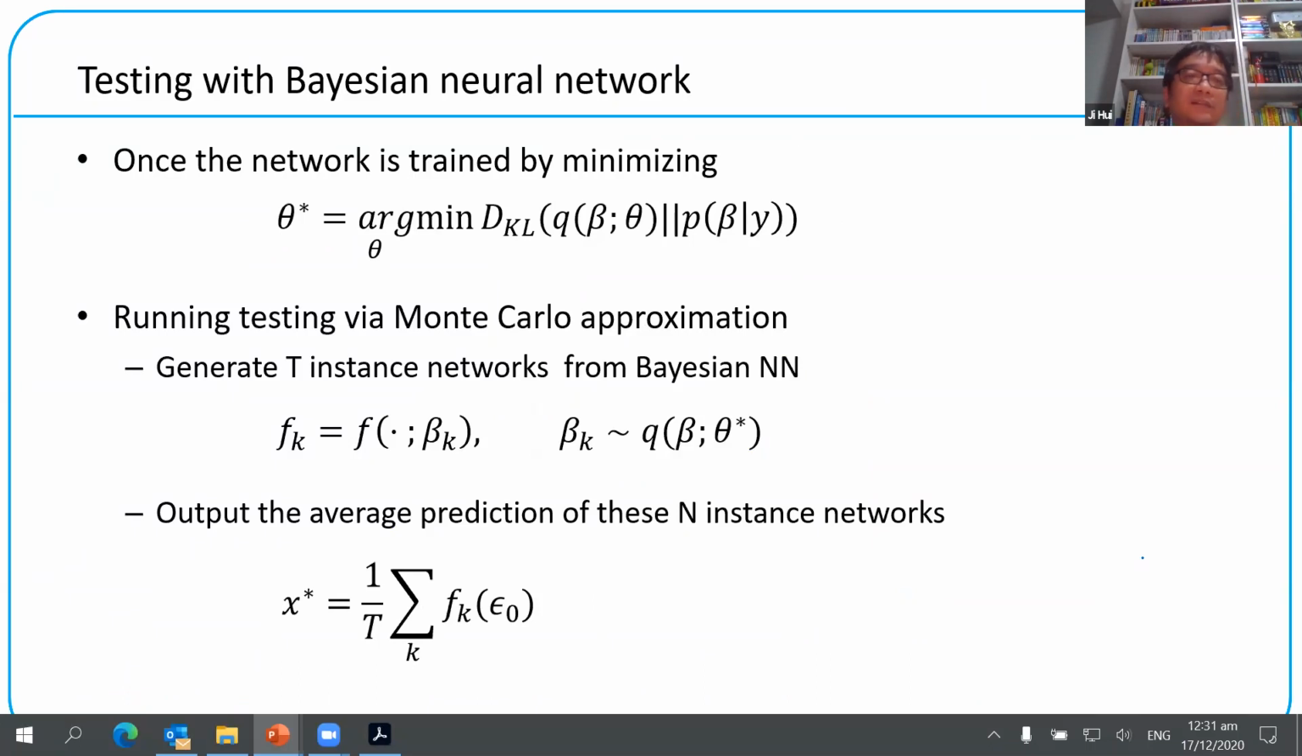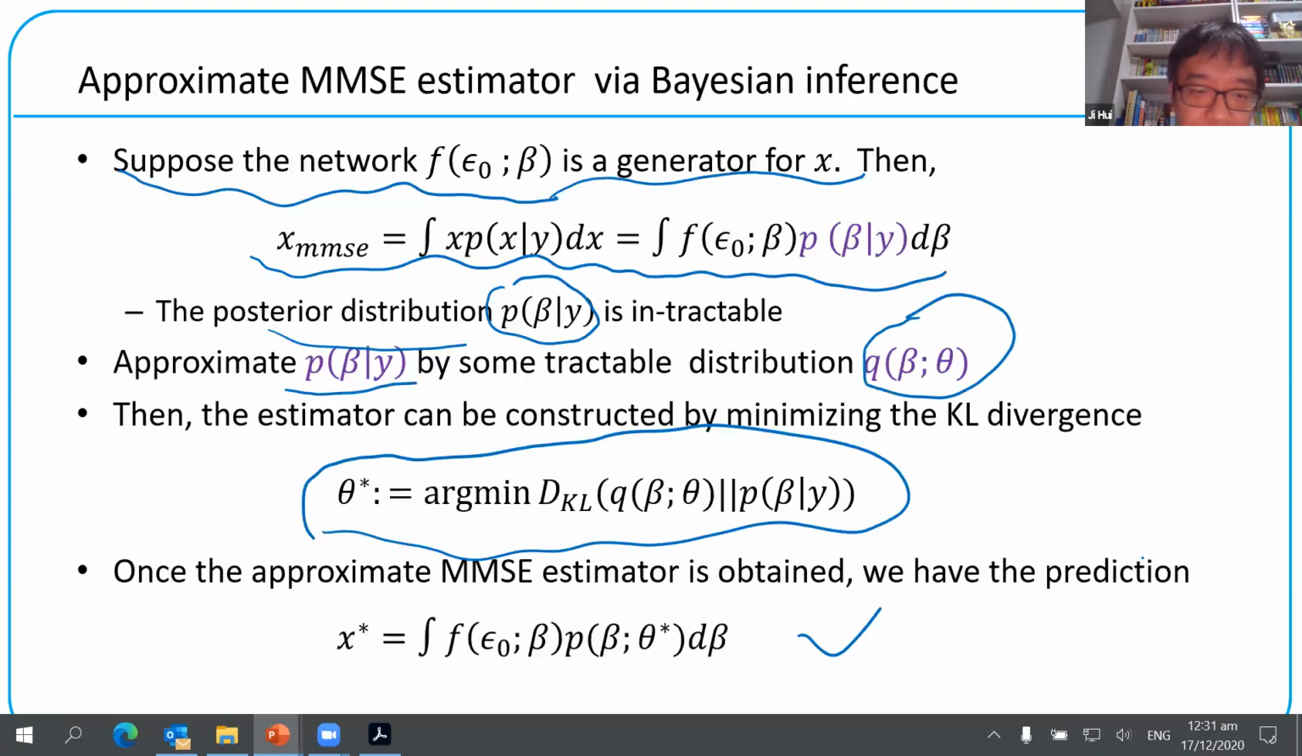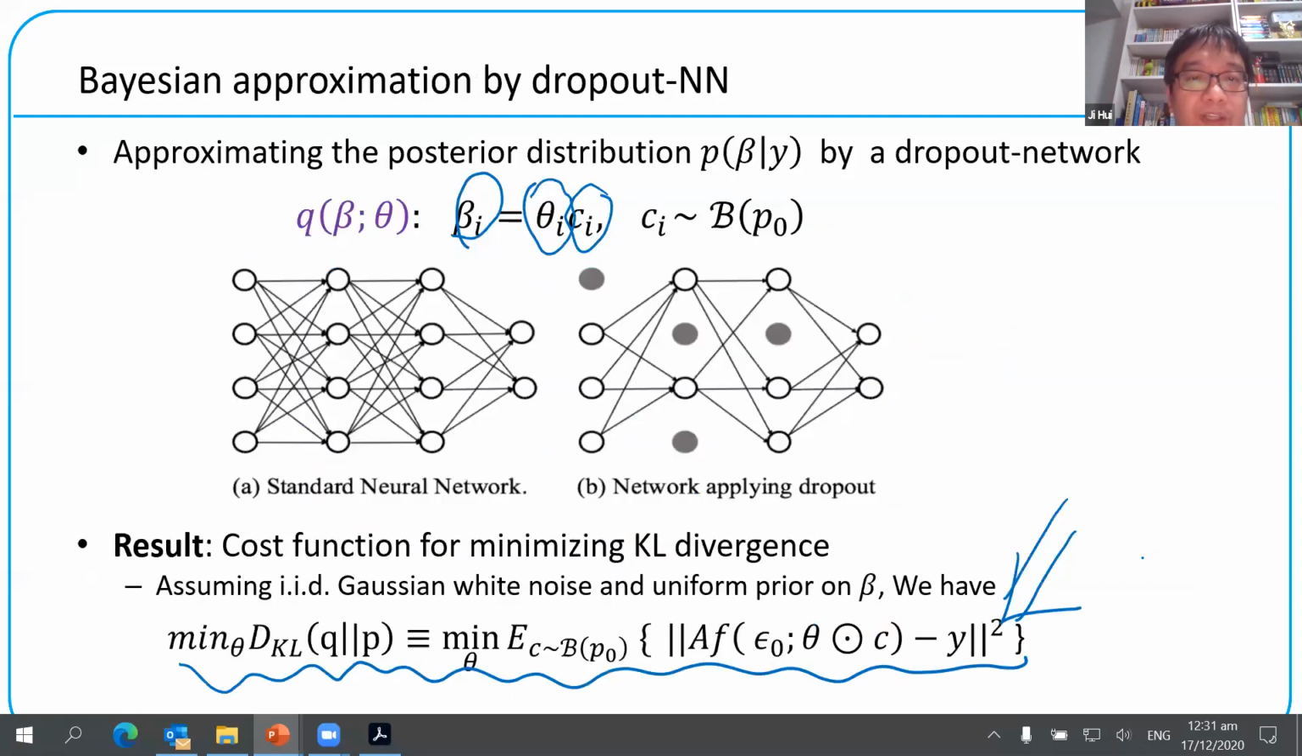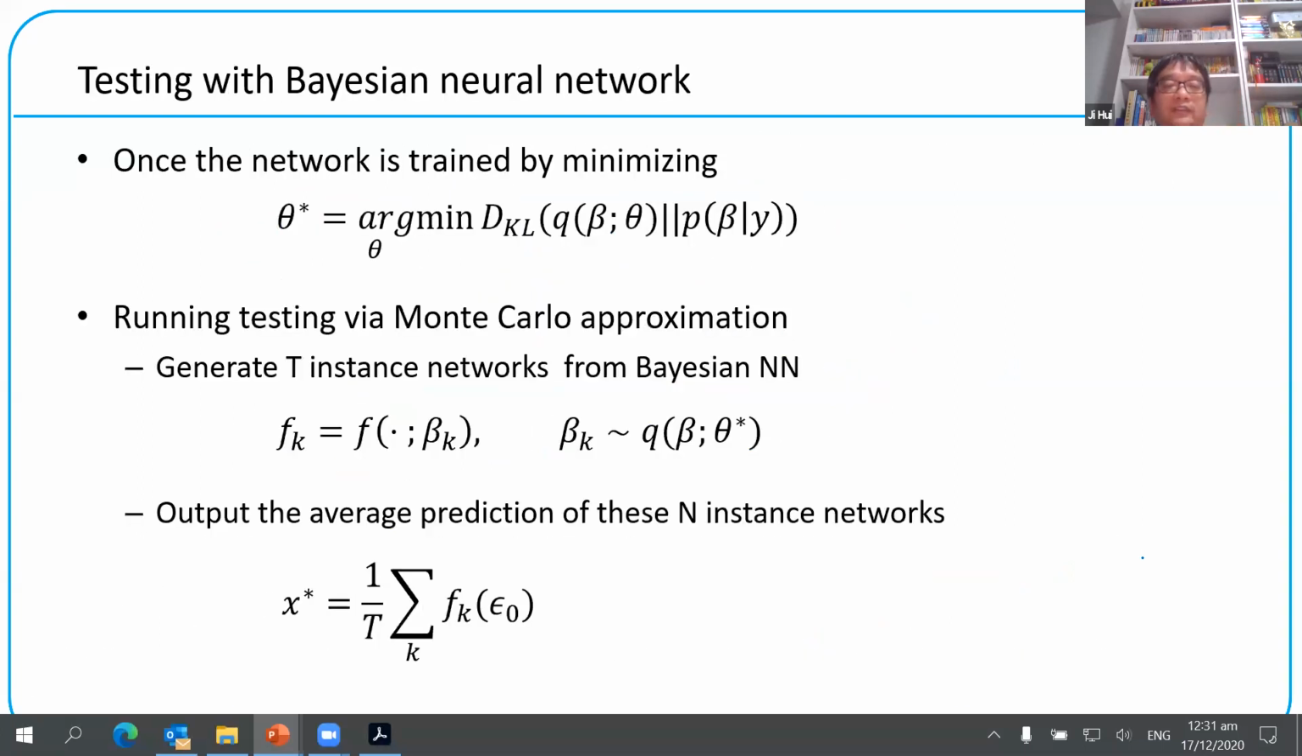Then this is how you do it. If you are using this Bayesian network with random weights, you train the network by minimizing its KL divergence. Once you are done, you start to run the test. Remember, mathematically the test should be this integration. Therefore, we just use Monte Carlo approximation, the standard procedure. You generate T instance networks from the trained Bayesian network, generate the T predictions and take the average. That gives you an approximate MMSE estimation.